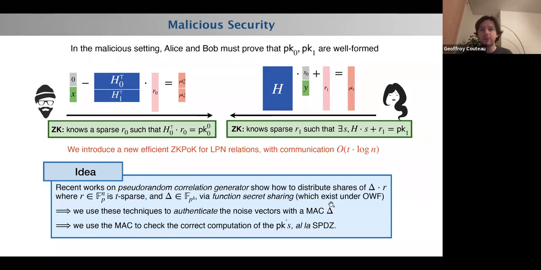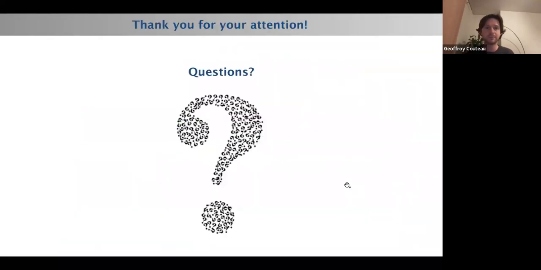And then we can use just a standard secure computation technique, like a SPDZ-like technique, to view this as a MAC authentication of the noise vector r. So now delta is an information-theoretic MAC that authenticates the noise vector, and we can use this MAC to check the correctness of the computation of the public keys. And overall, we only used some logarithmic communication. And that's all for my talk. I'll be happy to answer any questions.